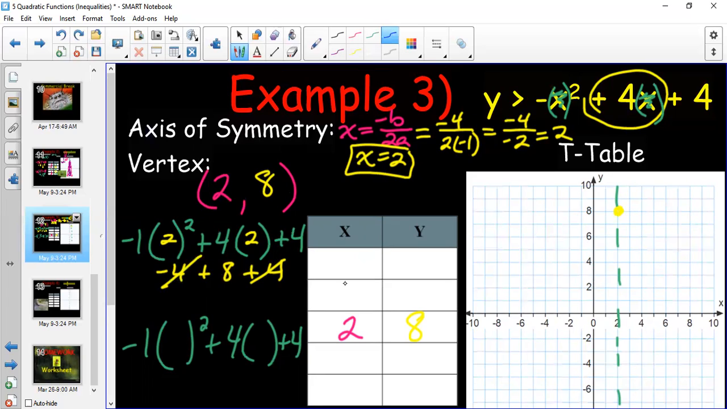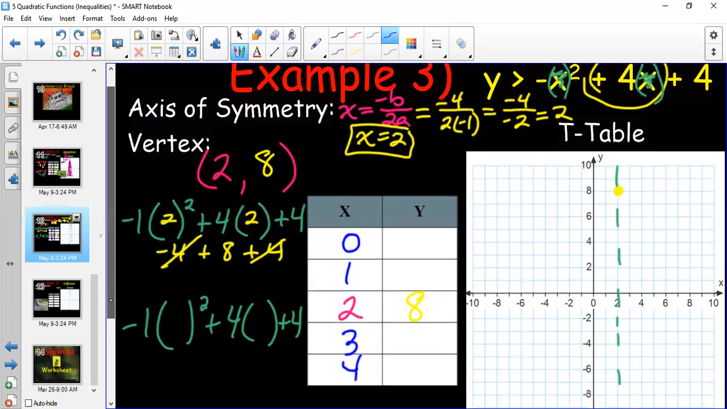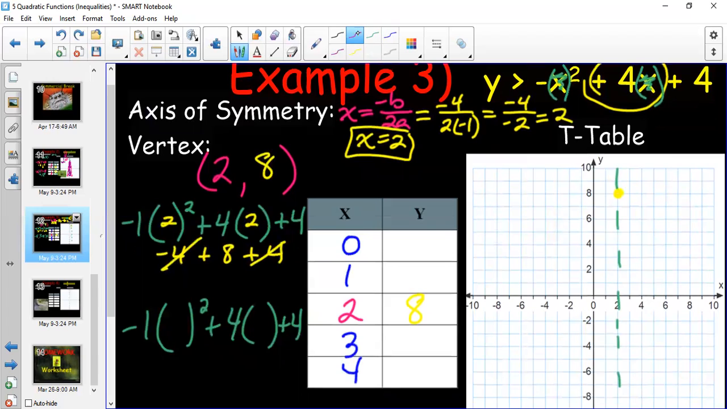Now we want to do 2 smaller, so 1 and 0, and 2 bigger, so 3 and 4. I'm going to start off with the easiest one, which is the 0. Plugging in 0 takes out your x squared term, your x term, and leaves us with the constant, which is 4.